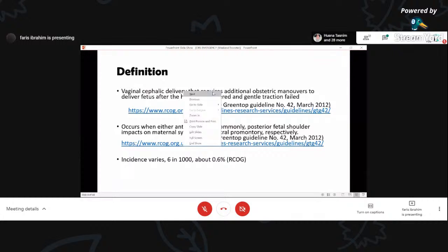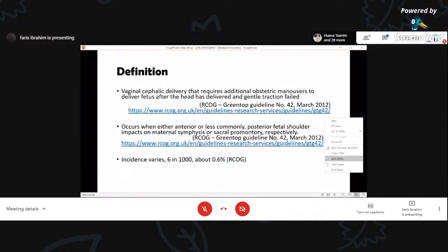Dia tak ada nak buat pointer lah. Nampak cursor tak? Ni kan? Vaginal cephalic, nampak cursor lah? Okay, so just tengok cursor lah.